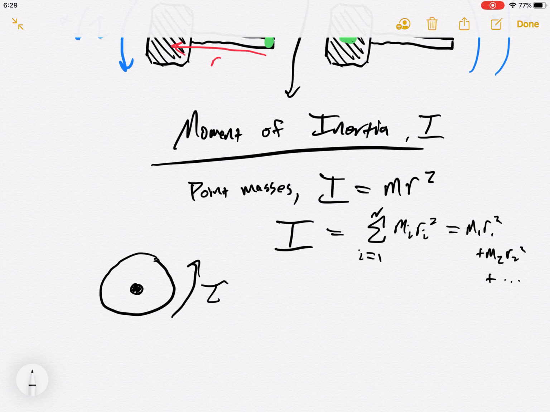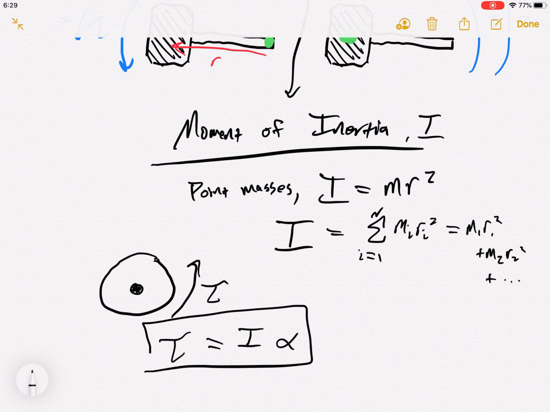So if I was going to say, all right, I know the torque and I want to know the resulting alpha, I need to know that moment of inertia. And by the way, this is the first time I've written this equation in this handout, or this video. That is Newton's second law for rotation: tau equals I alpha, where I is moment of inertia. So I would need to know, what is the moment of inertia of that solid disk?